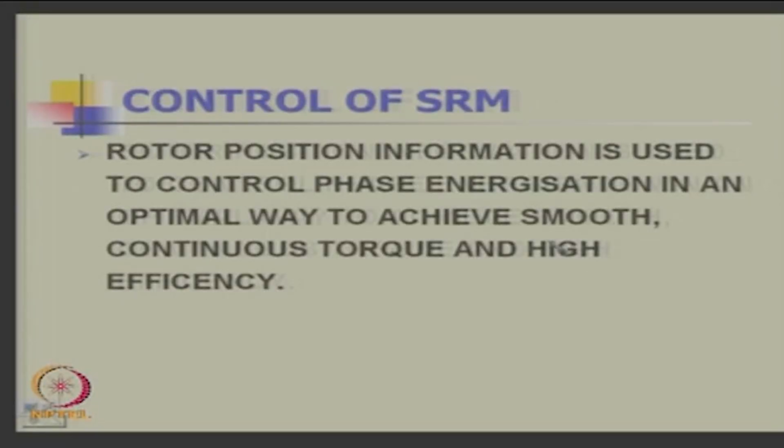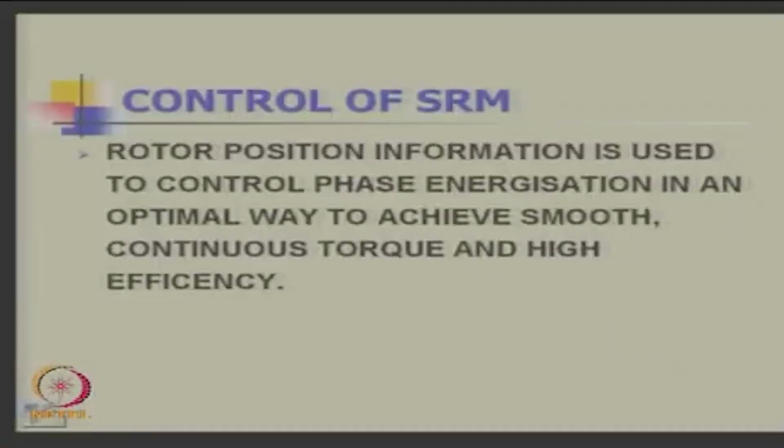So, rotor position information is used to control the... Now, the point is, at what time must you inject a current in the winding? You must inject current at an instant where there is a positive gradient of inductance, only then you get a good torque. If you pass a current when there is a negative gradient, it will not give you a positive torque, it will give a negative torque, or if you give it at 0, then it will give a 0 torque.